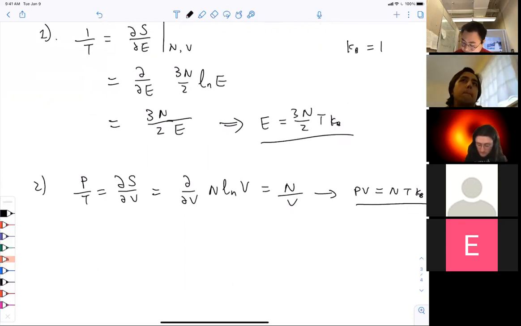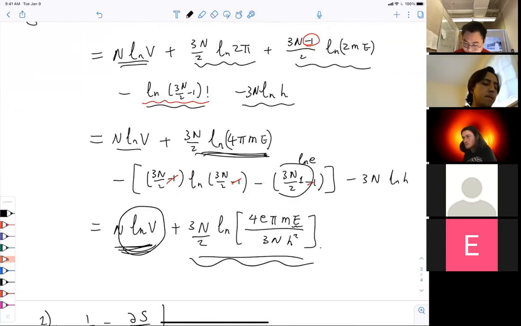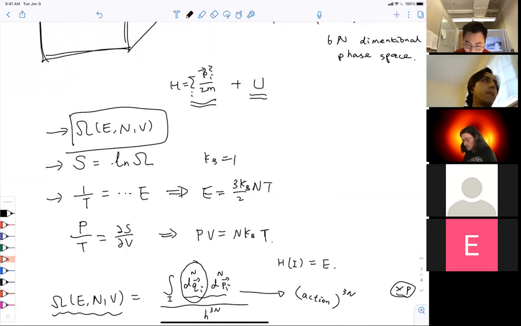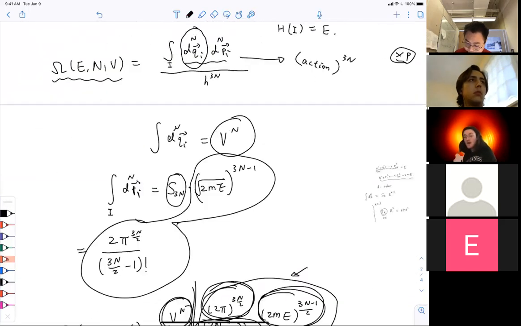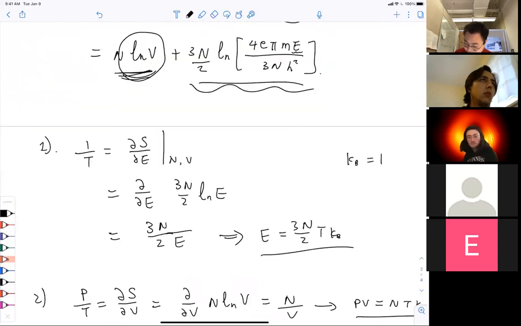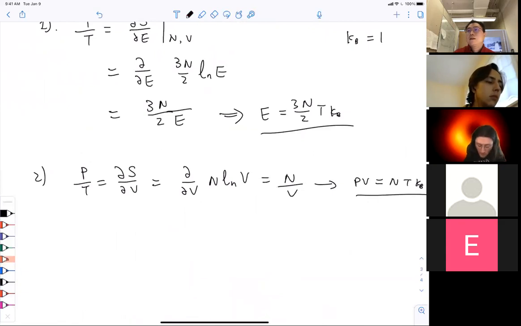So you can see all the equations we learned in thermodynamics can be derived from first principles, from these kinds of assumptions. Okay, so this is the idea of statistical mechanics: it provides some microscopic understanding of thermodynamics.